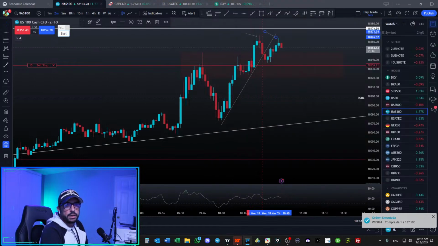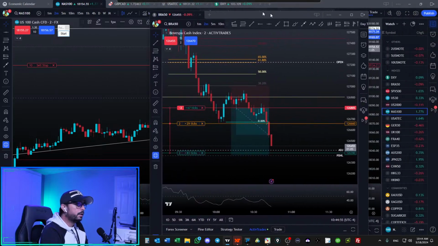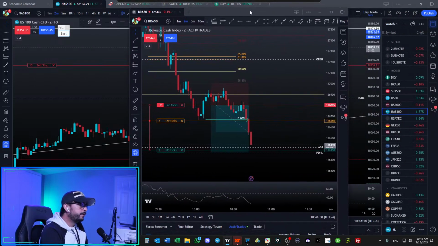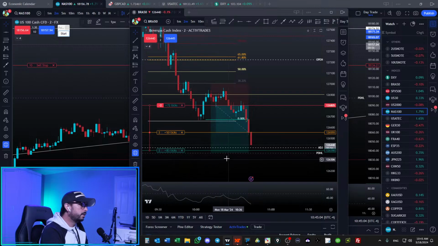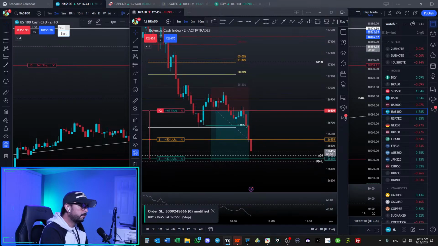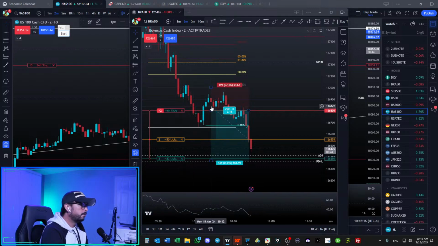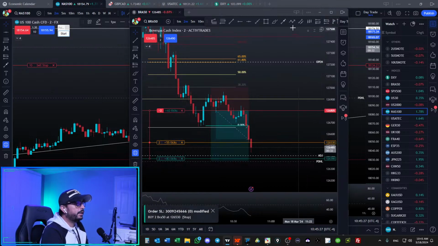And since that one got a full target, we are going to do the same with the other one. We're going to move our stop here, and we're going to close the trade. Actually, because I closed it with a 1, I'm going to move that there.